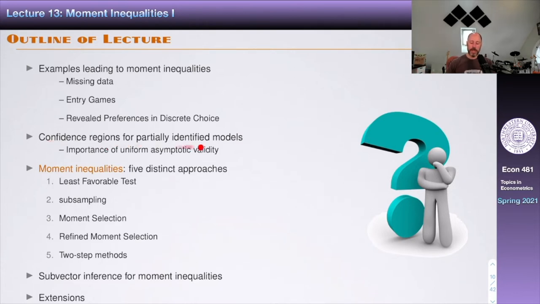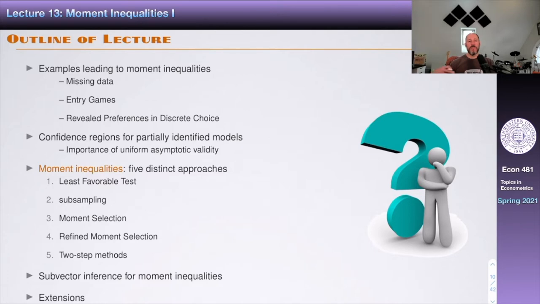going to talk about confidence regions for partially identified models, and we're going to discuss how uniformity here is important in ways that are different than the ones that we discussed before. And then we're going to move to say, okay, how do we construct these confidence regions? We're going to do that by so-called test inversion, where I need a test statistic and a critical value. And the game here is not going to be so much in the choice of the test statistic as going to be in how we compute the critical value.